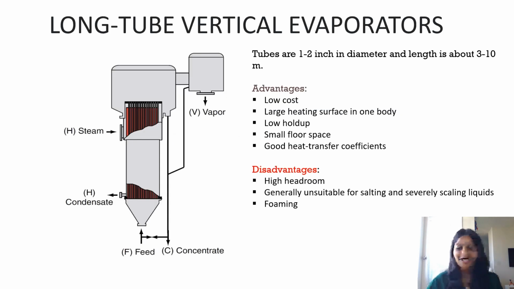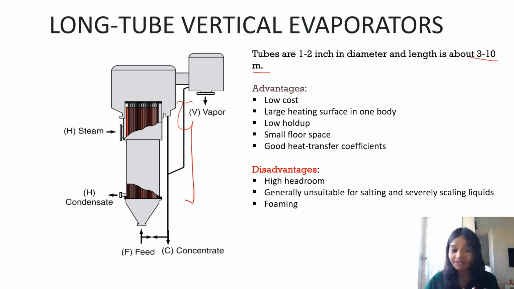Now, talking about long tube vertical evaporators. These are called long tube because the tube length is about 3 to 10 meters. As you see in the diagram, these are usually very long. Here the steam flows into the shell side and the feed flows into the tube side. The major advantage it holds is its low cost. It has a large heating surface area because of the tube length, low holdup, small floor space because we increase the length, and a very good heat transfer coefficient.